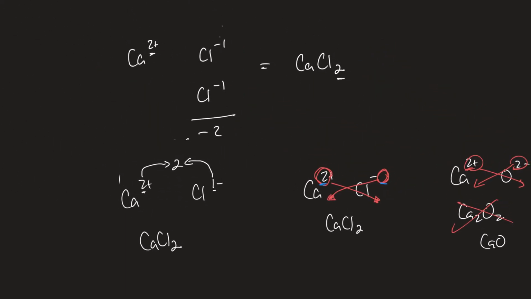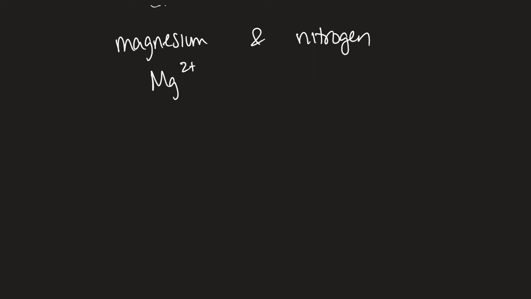Okay, so let's do another one. Now I'm going to show you each of the 3 different formats I've shown you, so that you choose what you want to use and do what feels good to you. Let's say we have magnesium and nitrogen. When you look at the periodic table, you notice that it is Mg. Magnesium is a 2+, right? Nitrogen, its charge is a 3−. That's what we see on the periodic table.